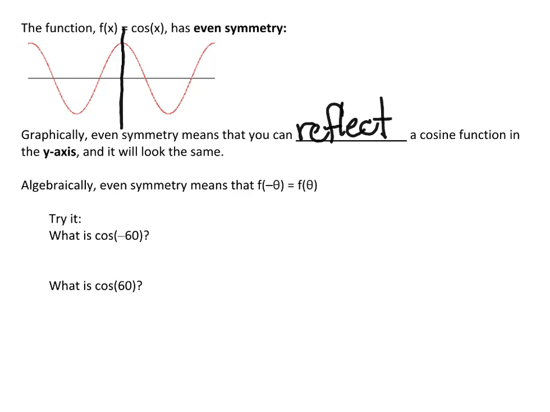So let's say we plugged in cos of negative 60. Well, that would give you positive 0.5, right? And that's actually right here. But if you plug in cos of positive 60, you'll also get positive 0.5. Because of this reflection thing, you'll get the exact same y value. So that's another piece of even symmetry.